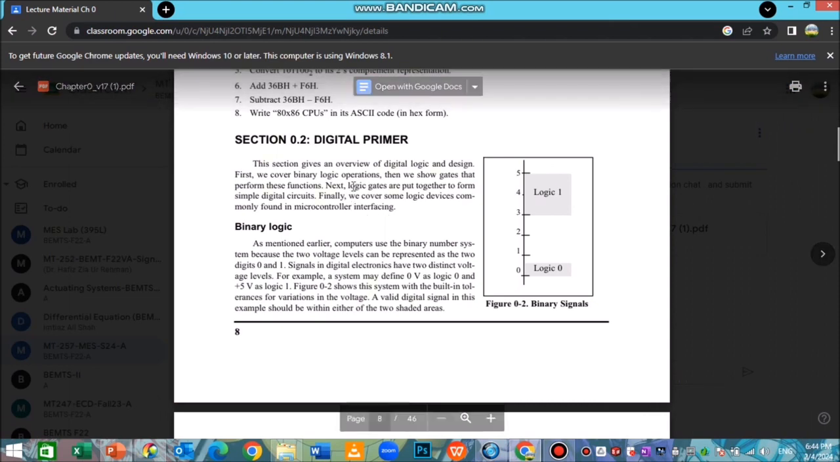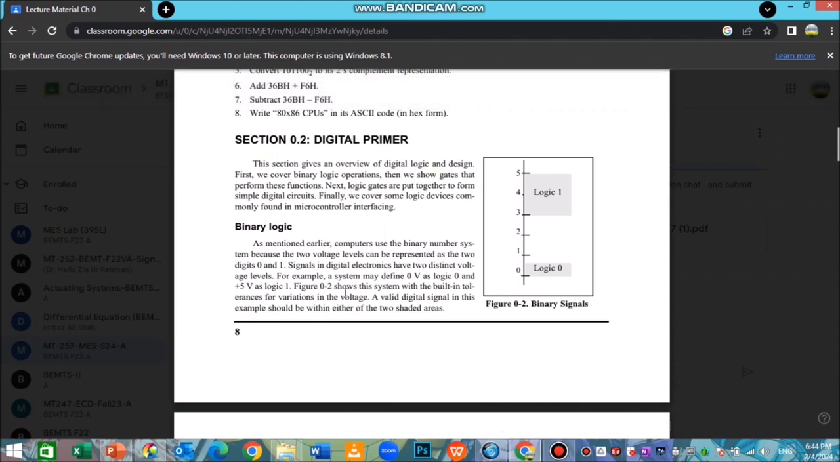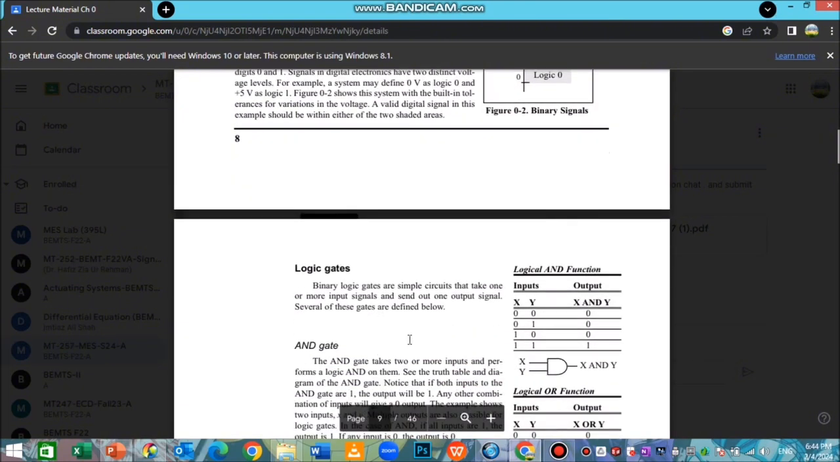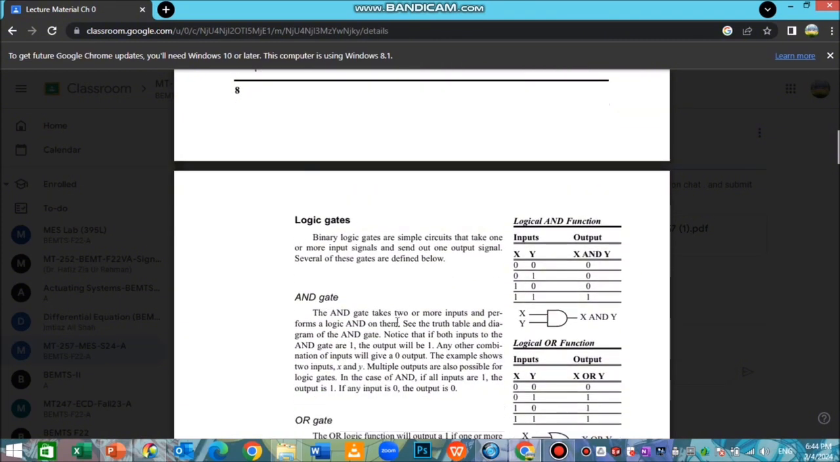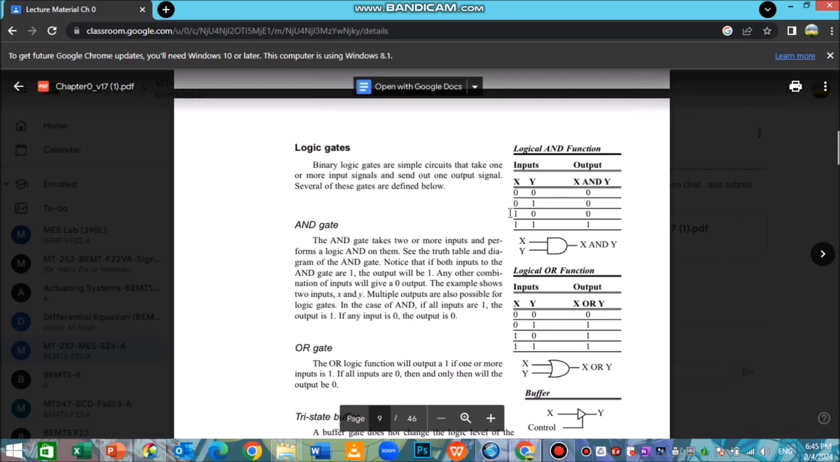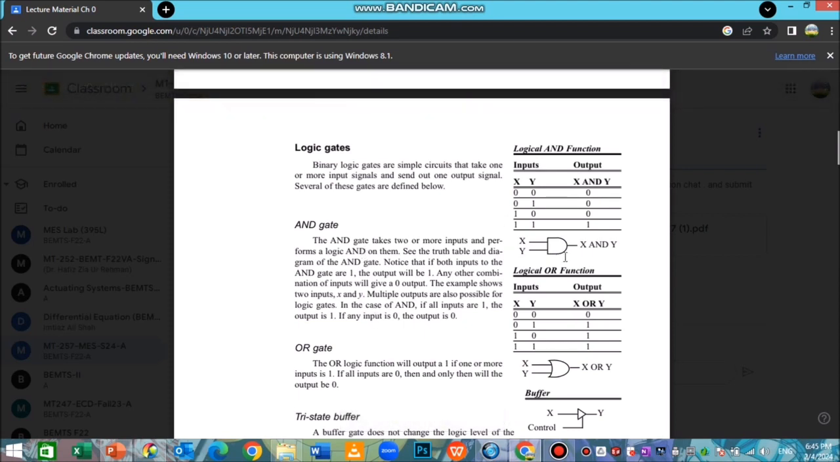So in the book we have now, we are going to discuss 0.2. It has information related to gates. First we are going to discuss logic gates. First of all, we have all the truth tables on this side and the explanation over here, along with the sign of the gate.